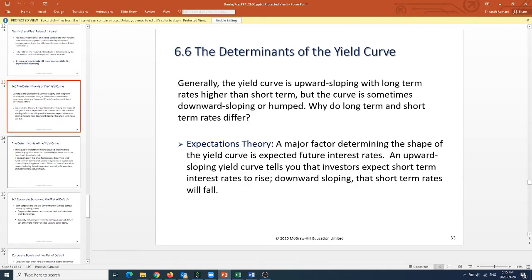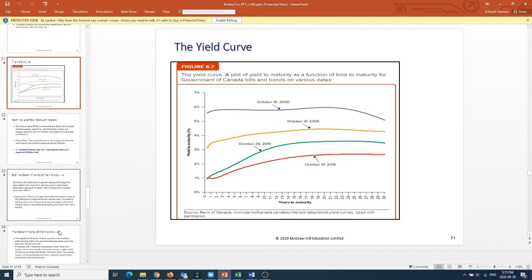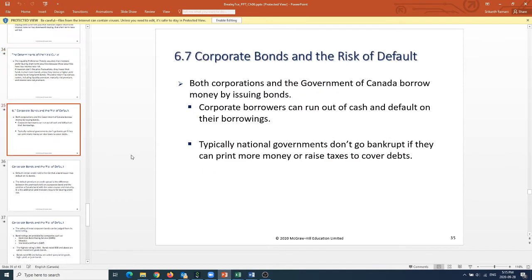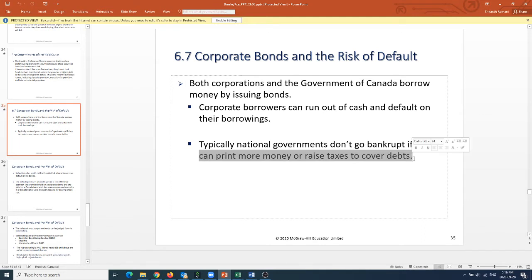So so far we've talked about the yield curves primarily for countries. For corporations, you would have additional ideas of default risk, right? Governments typically don't go bankrupt for the most part. For most Western developed country economies, they do not go bankrupt if they can print more money or raise taxes to cover debts. Okay, most governments are really printing a lot of money.